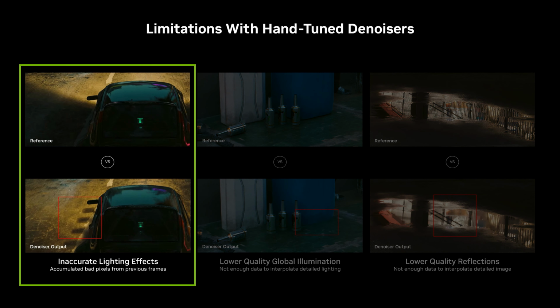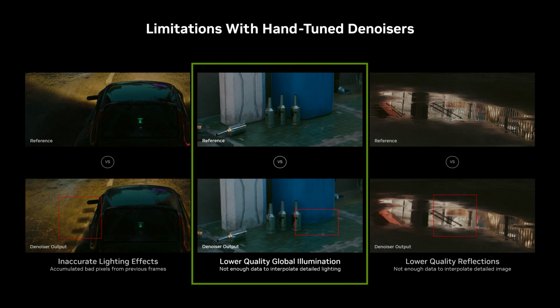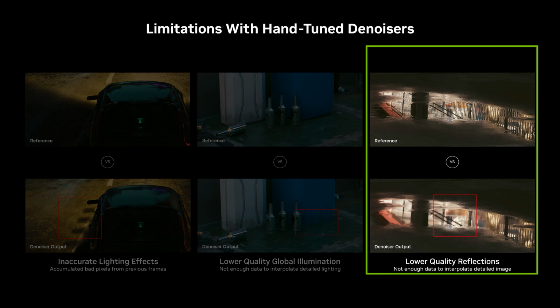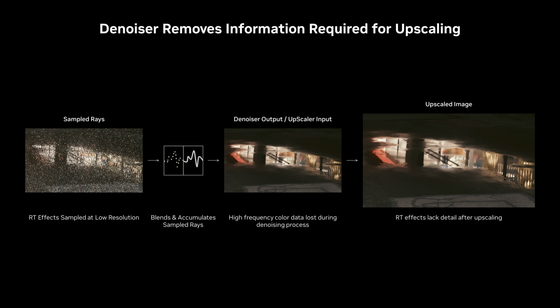For example, here you can see ghosting that's introduced when the denoiser grabs information from the past frame in the wrong place. And you can also see in this example that the global illumination effects in this image were removed by the denoiser. Similarly, reflections can have lower detail because the denoiser blends information across the frame. The detail in this reflection was reduced because the denoiser blurred pixels together. These days, ray tracing is followed by upscaling, and that makes the job of the denoiser even more challenging because the denoiser naturally removes high-frequency information in order to make a smooth image.